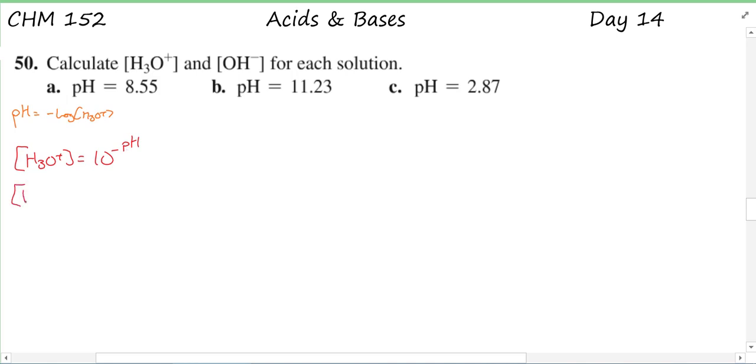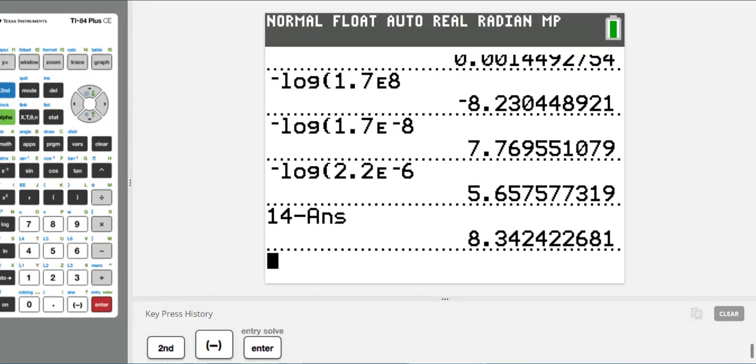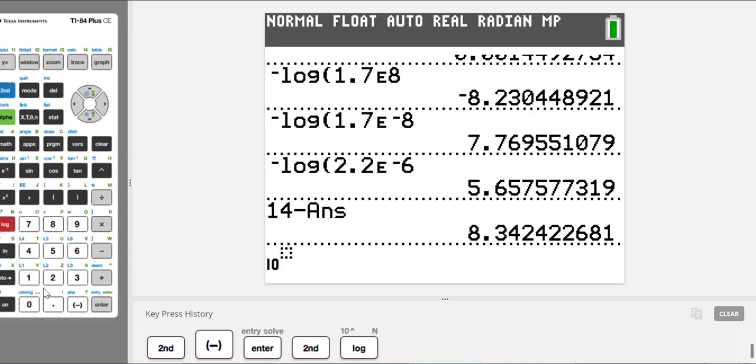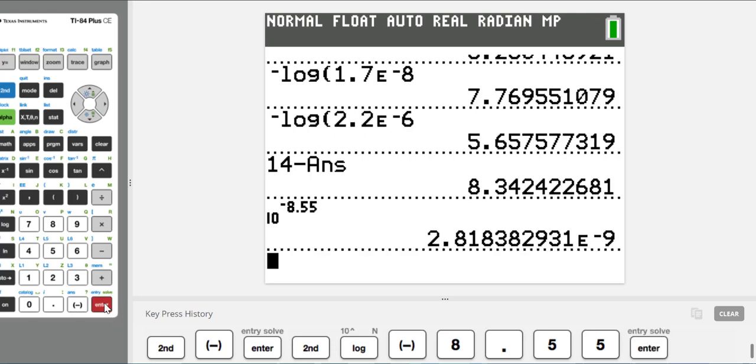So hydronium is 10 to the negative 8.55. Well, let's look what that looks like. We do second log negative 8.55. I get 2.82 times 10 to the negative 9th.